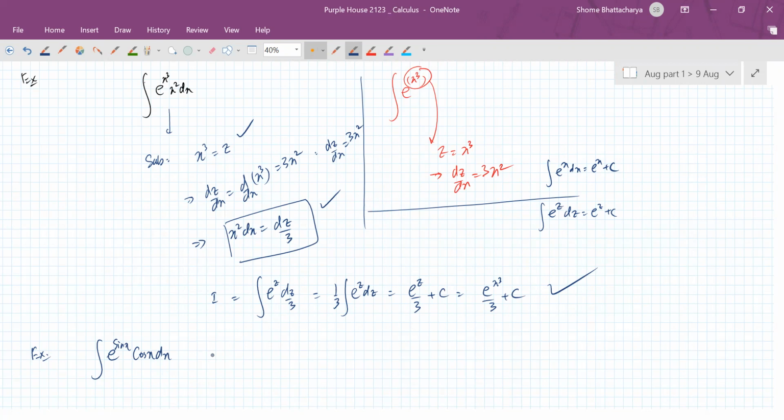Sir, in the previous one, what did you do? I is equals to that. Sorry, come again, beta. Sir, this I is equals to that line. What did you do in that? You substituted, right? See, this integration, the original integration, what did you substitute for x cube? Okay, understood.